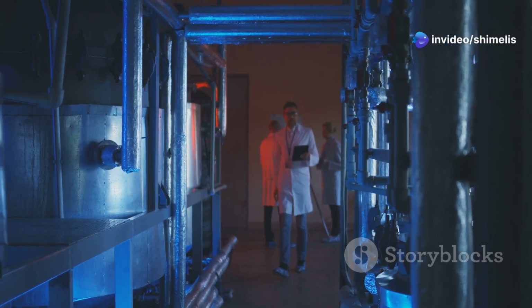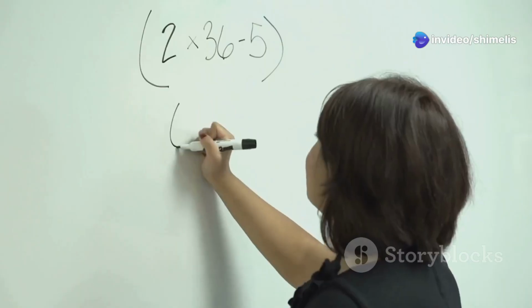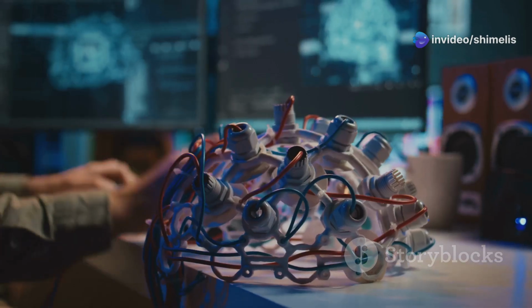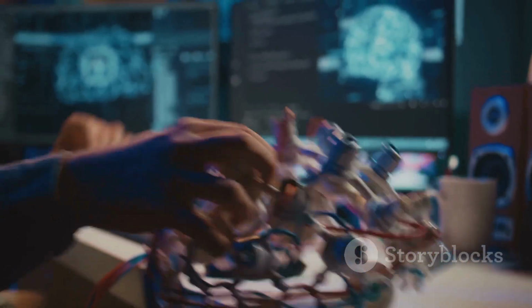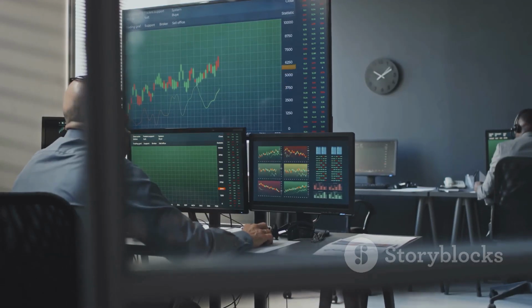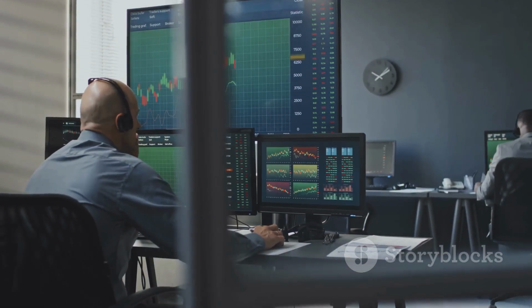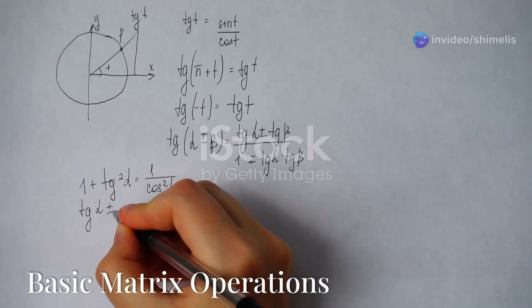Matrices are also essential in engineering and physics. They solve systems of equations. These equations describe the behavior of complex systems. In economics, matrices analyze market trends. They optimize resource allocation.